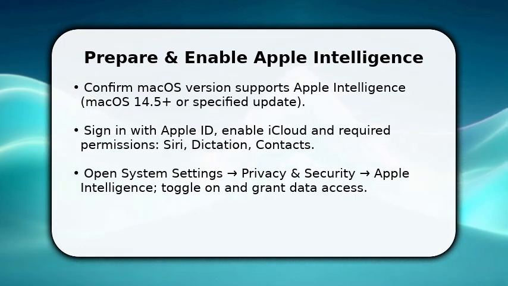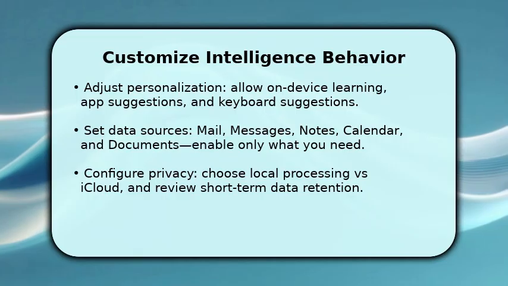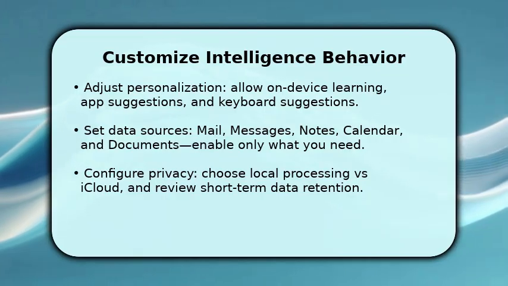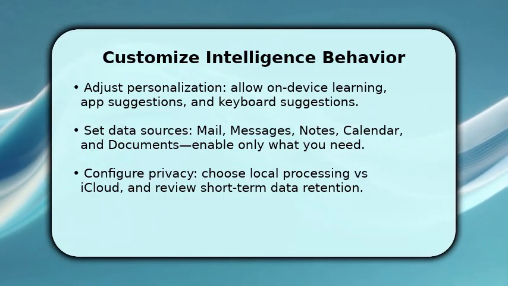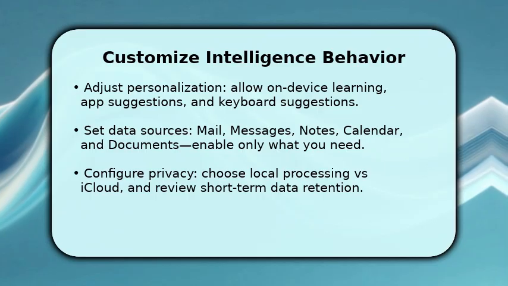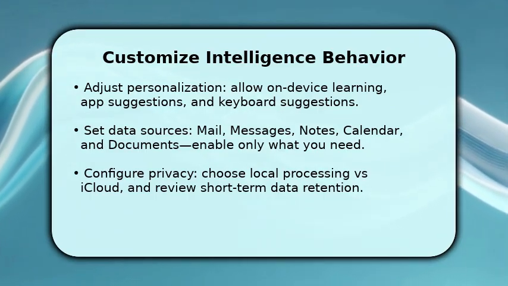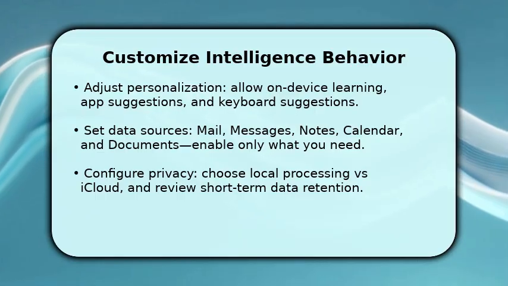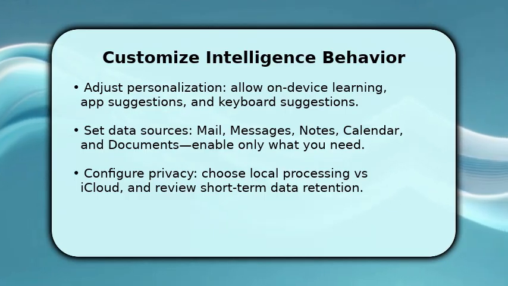context for accurate responses. Now you refine how Apple Intelligence helps you day-to-day and why those choices matter. Go to Settings, right arrow Apple Intelligence, and customize personalization. Permit on-device learning for faster, private suggestions, and enable app suggestions where useful. Next, pick data sources: mail, messages, notes, calendar, documents, so results are relevant without exposing everything.